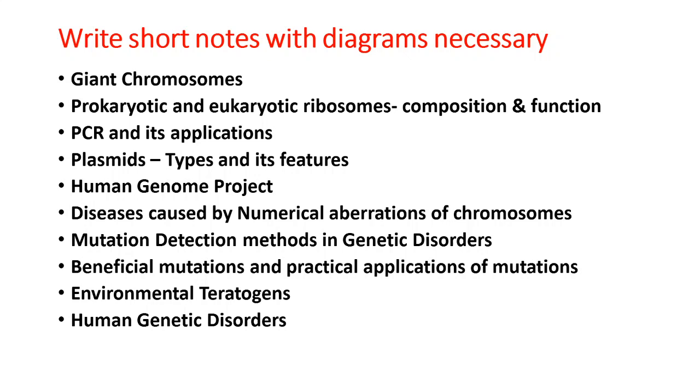Sixth one, diseases caused by numerical aberrations of chromosomes. Then seventh one, mutation detection methods in genetic disorders. And then eighth one, beneficial mutations and practical applications of mutations. And ninth one, about environmental teratogens. And tenth one, human genetic disorders. Therefore, you have to write all these and send them to me or submit them in the Google Classroom.